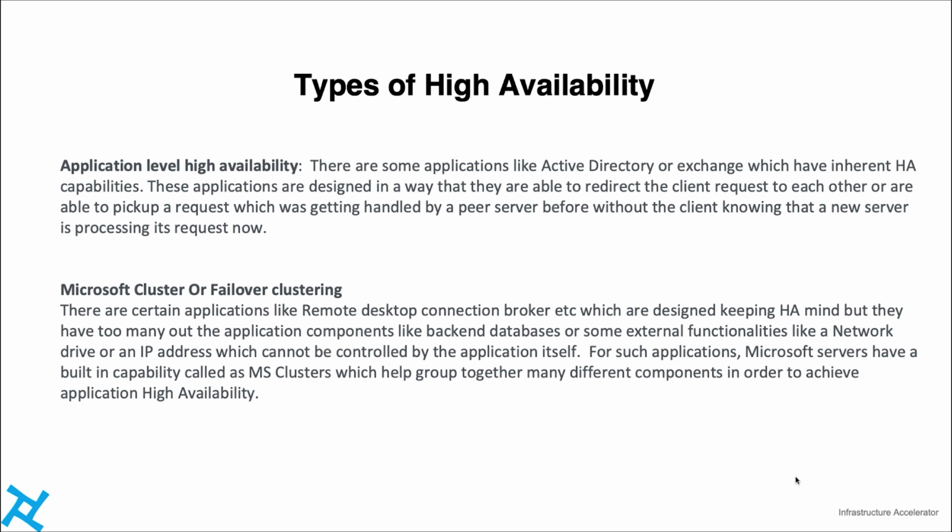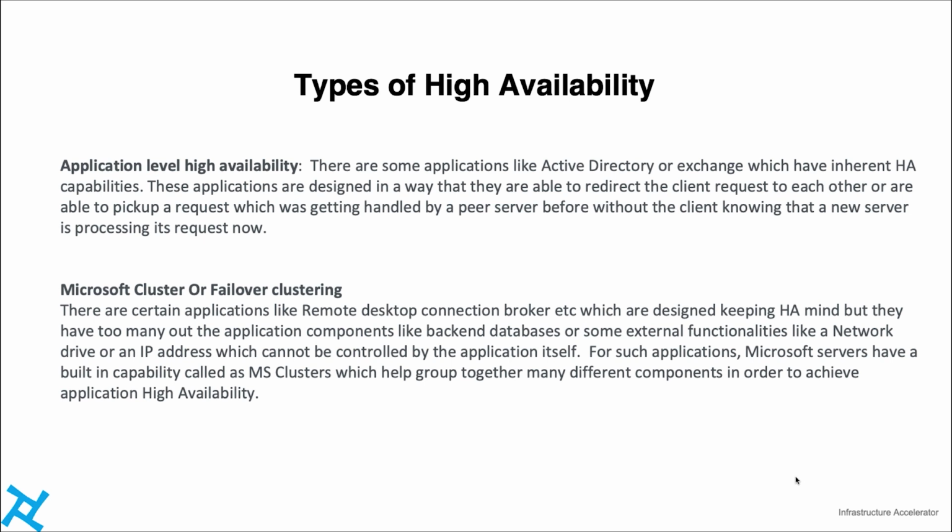There are two types of high availability. There is an application level high availability. So there are some applications like Active Directory servers or Exchange servers which have a built-in HA capability. These applications are designed in a way that they're able to redirect the client requests to each other and are able to pick up a request which was getting handled by a peer server without the client knowing that a new server is now processing the request.